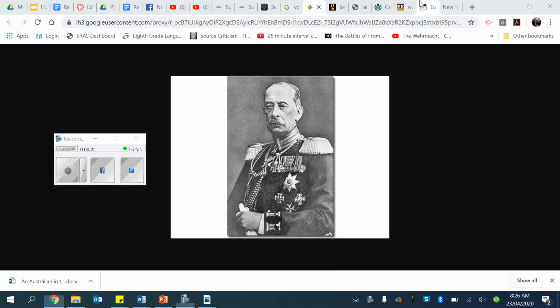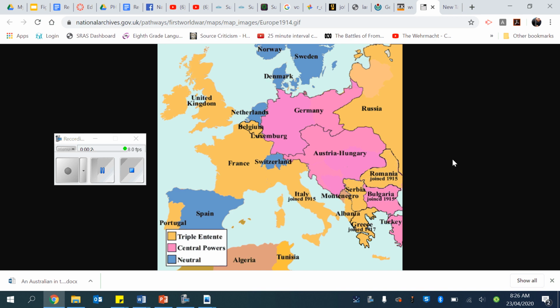Now let's have a look at the map of Europe in 1914. You can see in the middle there are the Central Powers of the Triple Alliance, Germany and Austria-Hungary here, and you have Russia here in the east, and then you have France here in the west.